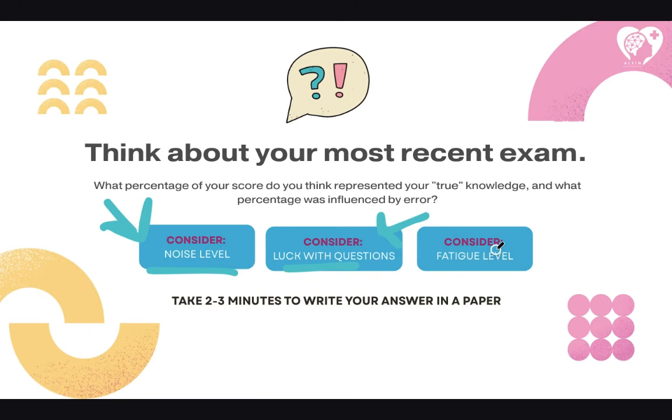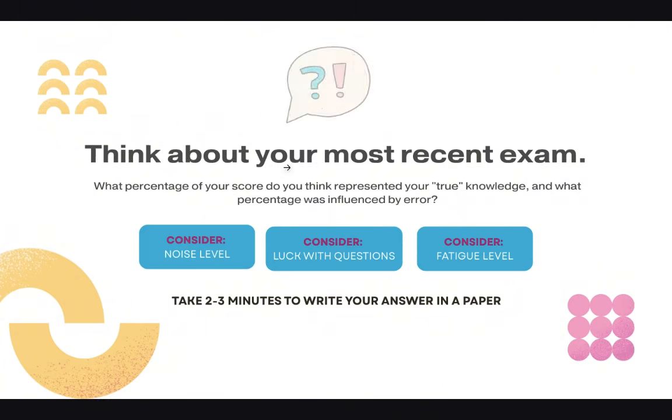And also the fatigue level. Right? Did you study before or weren't you able to study because you were tired? The test taker source of error ni siya. So I want you to take a minute, maybe write your answer, talk to yourself about this question. Then we can move on to the sources of error variance.